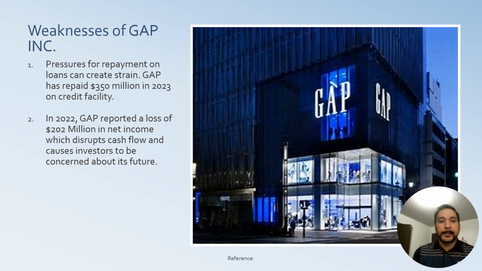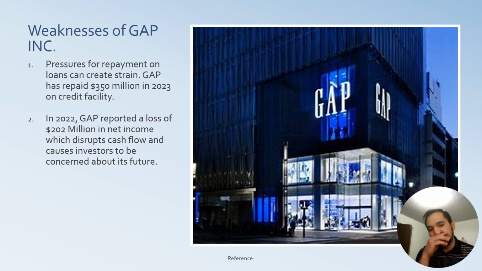All right, lastly, we want to discuss the weaknesses of the Gap Inc. First one I listed here is pressures for repayment on loans can create strain. Gap has repaid $350 million in 2023 on credit facilities. This was something they had done in prior years, and they're now making that payment for that loan, which is paying off well for them. So I kind of see this as, it's a weakness, but it's also an investment back into their company.